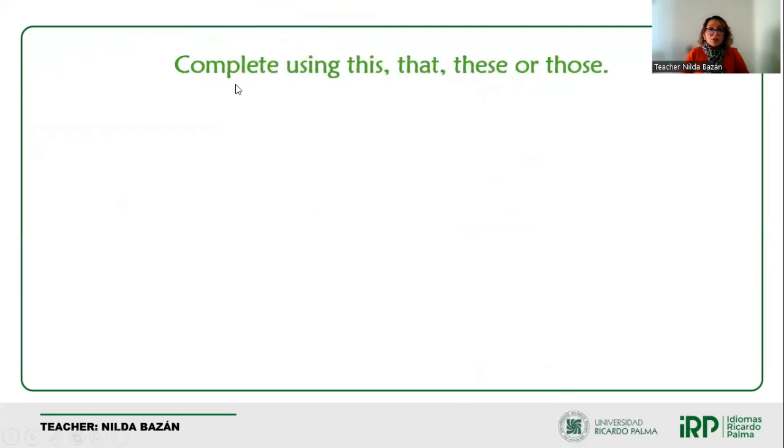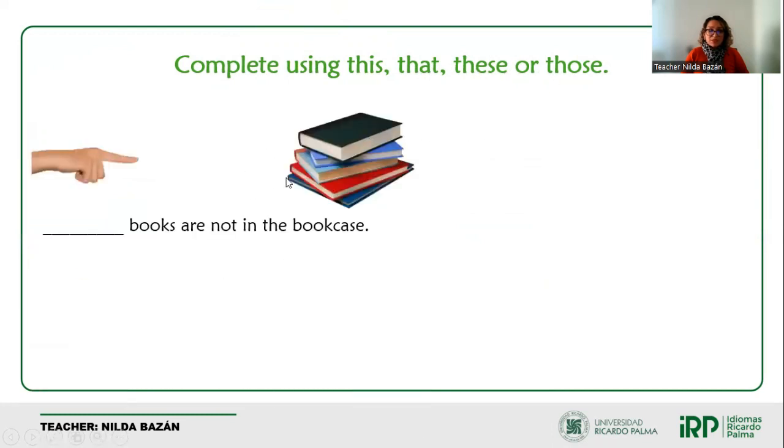Look, we are going to complete using this, that, these, or those. We have a sentence. It's incomplete. It says, "Books are not in the bookcase." We have the books over here, and there is a distance. So what word do you think matches this sentence? Yes, great job. Those, because we have 1, 2, 3, 4, 5, plural. And there is a distance. They are far from us.